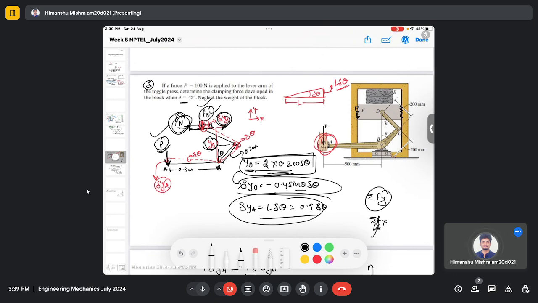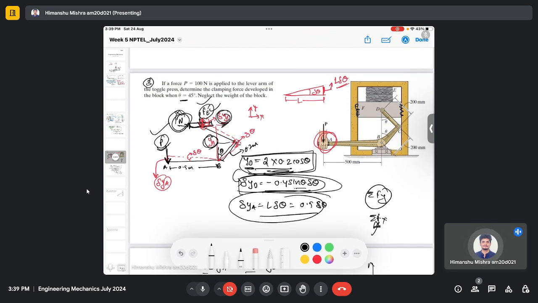So if I have the equation for YD, I can differentiate this equation in theta to get the equation for del YD, because it's an infinitesimally small distance. So I can write del YD as 0.4 sine theta del theta, which I got when I differentiate YD with respect to theta. Now I need to identify another virtual displacement, del YA, and it is straightforward. I use the relation L del theta, and from there I got 0.5 del theta, which is the virtual displacement del YA, right?